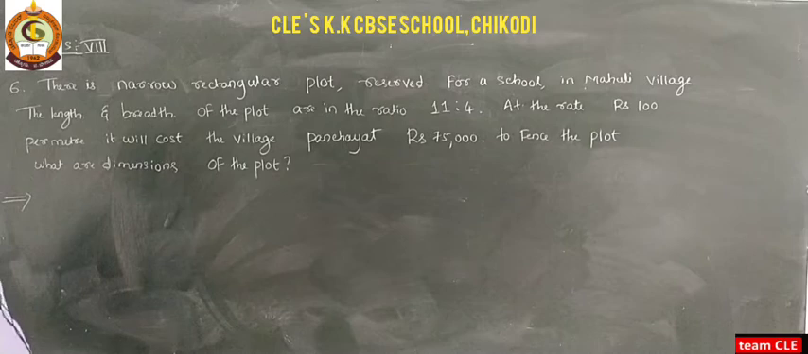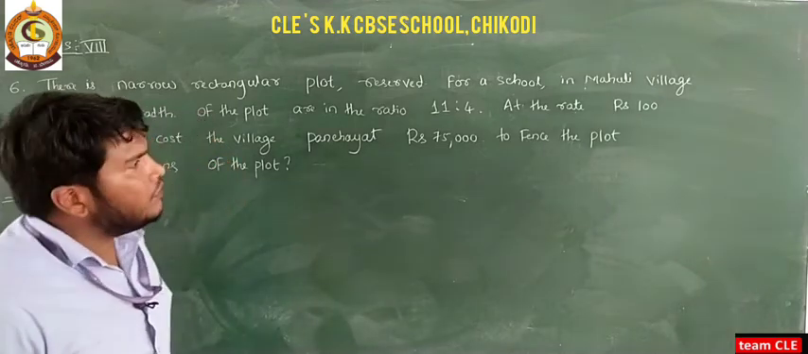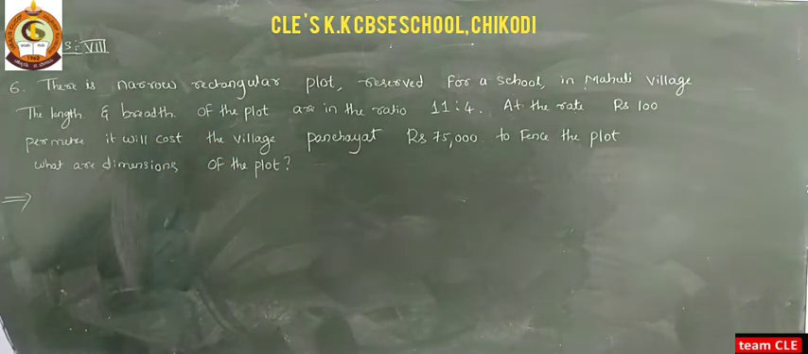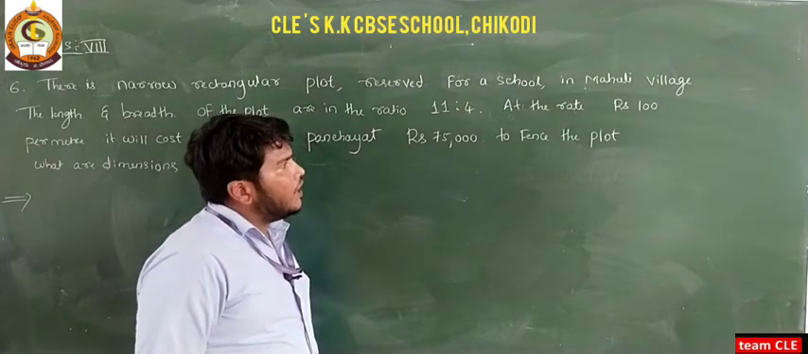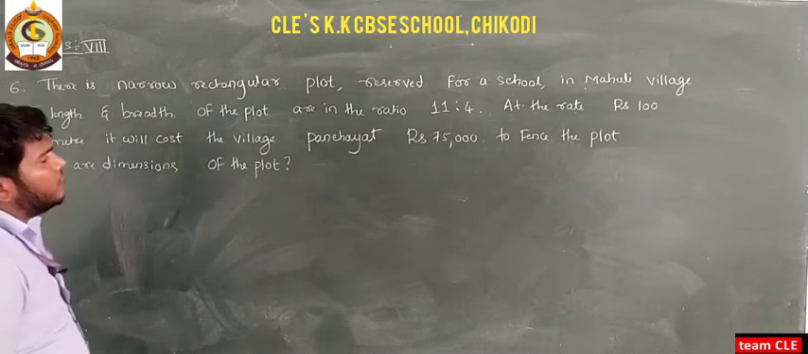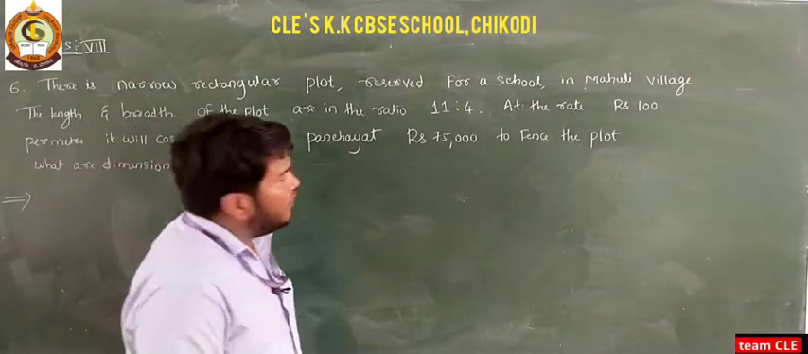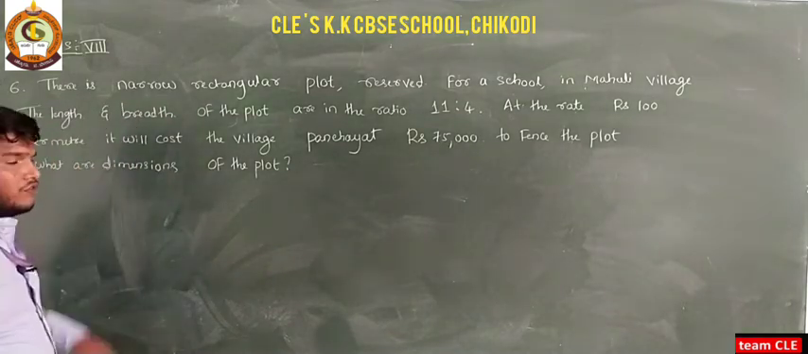The 6th question says: there is a narrow rectangular plot reserved for a school in Maholi village, and the length and the breadth of the plot are in the ratio 11:4. At the rate of rupees 100 per meter, it will cost the village panchayat rupees 75,000 to fence the plot. What are the dimensions of the plot?